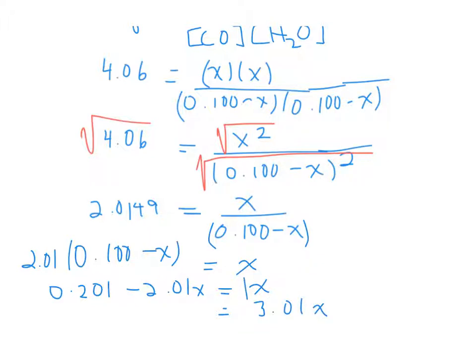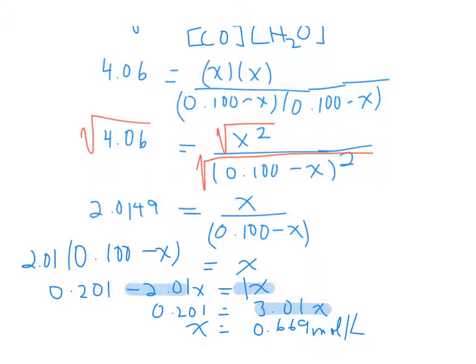Okay, I'm just going to collect some like terms here. Negative 2.01x plus 1x is going to give me 3.01x, and that leaves me with 0.201. So then I can get a value for x. And the value that I'm getting for x is 0.669. I need 3 sig figs, so 0.669 moles per liter.